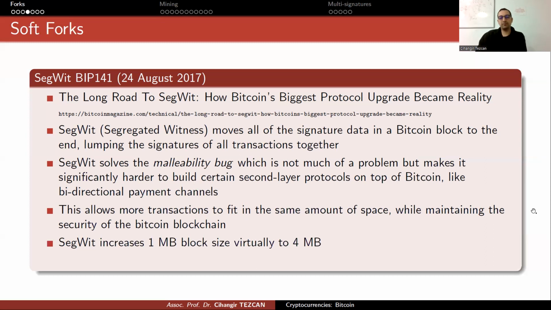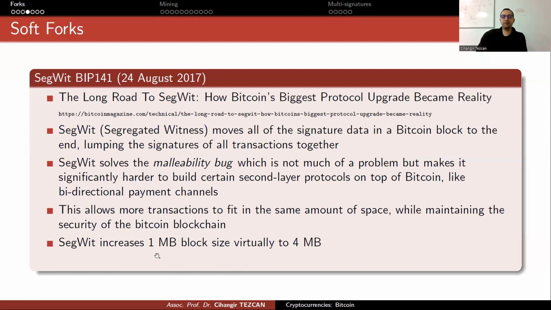SegWit increases the 1 megabyte block size virtually to 4 megabytes. Again, it is still 1 megabyte. So the transaction sizes in total cannot exceed 1 megabyte, but with the signature sizes, they actually exceed 1 megabyte. That is the idea. So this is a very nice thing.